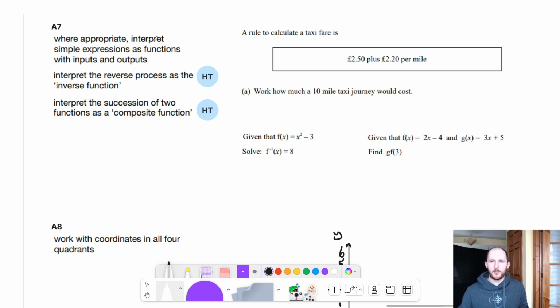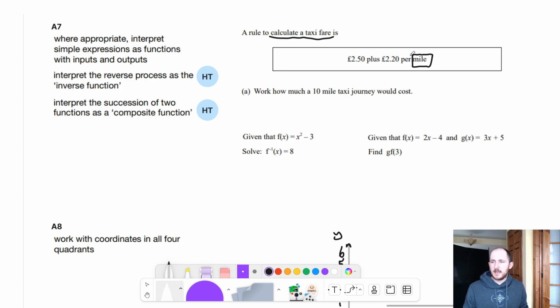Okay, where appropriate, interpret simple expressions as functions with inputs and outputs, interpret the reverse operation as the inverse operation, and interpret the succession of two functions as a composite function. So both of those are higher, but the first thing is, if I have a look at this, there is an input, which is the mileage, and the output is the actual taxi fare, right?